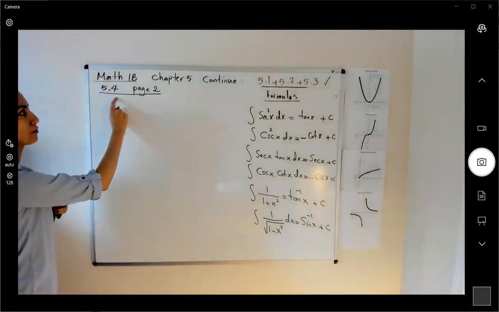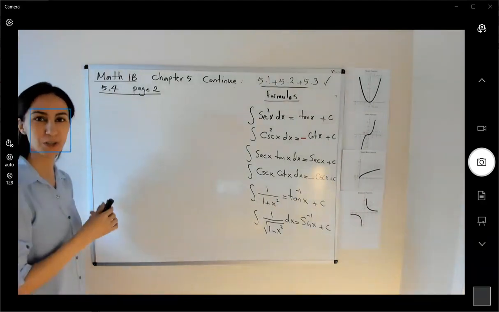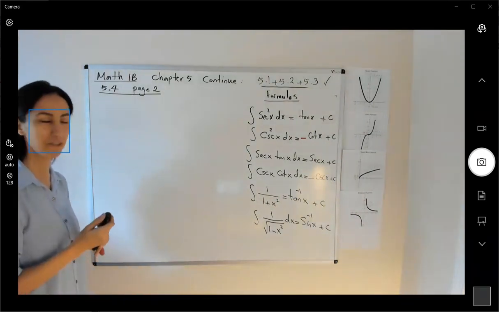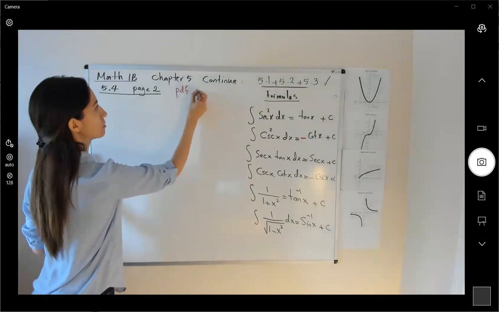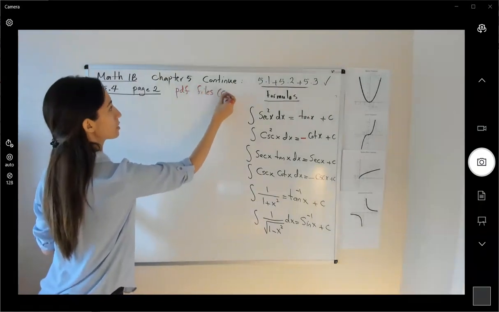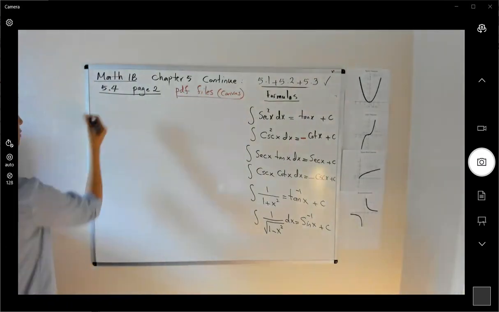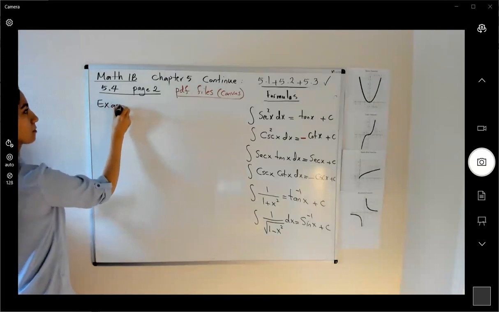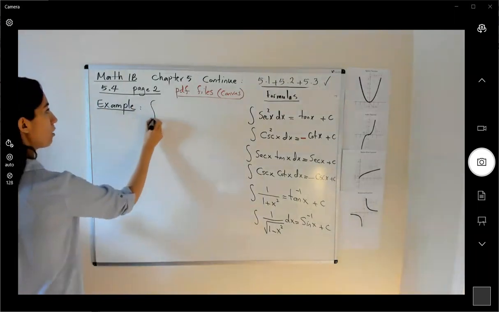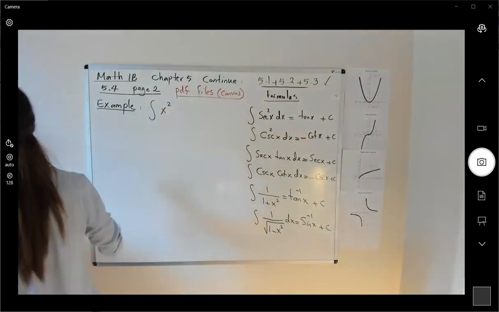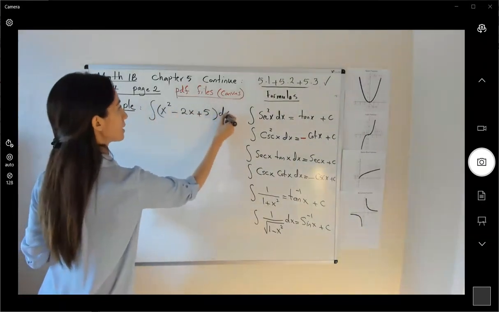So we are on 5.4, page 2. You can find these examples in the note. They are already posted on Canvas, PDF files. So the first example says, take the integral of x squared minus 2x plus 5 dx.